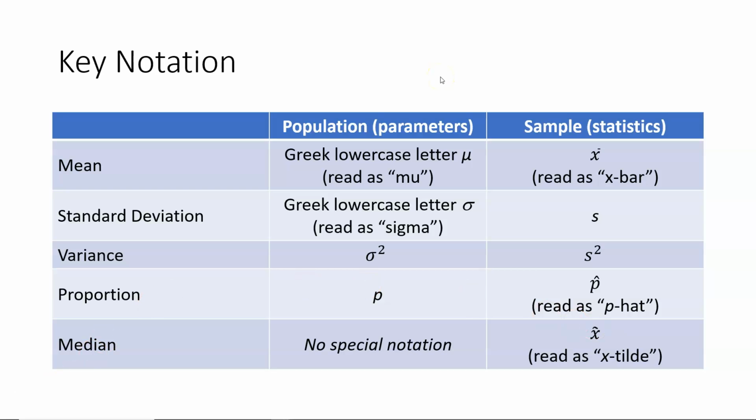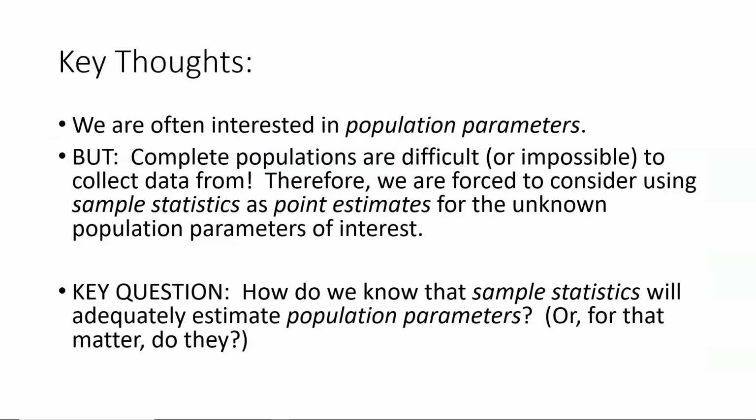Now that we've discussed key notation for the mean, standard deviation, variance, proportion, and median, let's take a look at some key thoughts that are going to guide us going forward. We're often interested in finding a population parameter. For example, suppose I want to know the percentage of U.S. voters who voted for a particular candidate for president. Now, getting an answer to that question is going to be very difficult if I'm going to try and gather that information from the entire population of all U.S. adults that voted. In fact, that's going to be almost impossible to collect data from everybody.